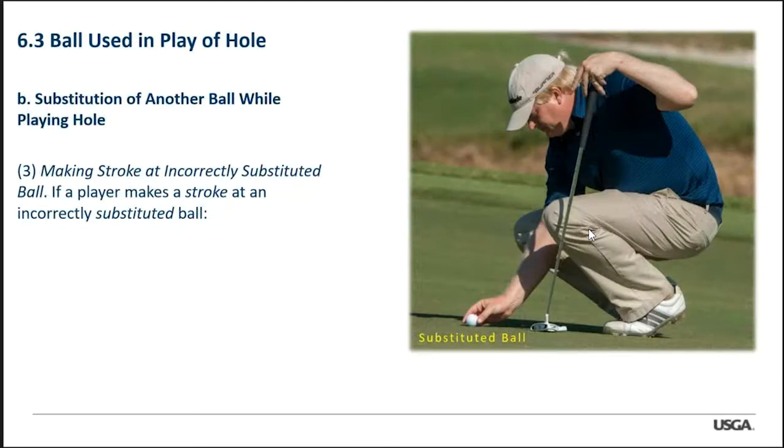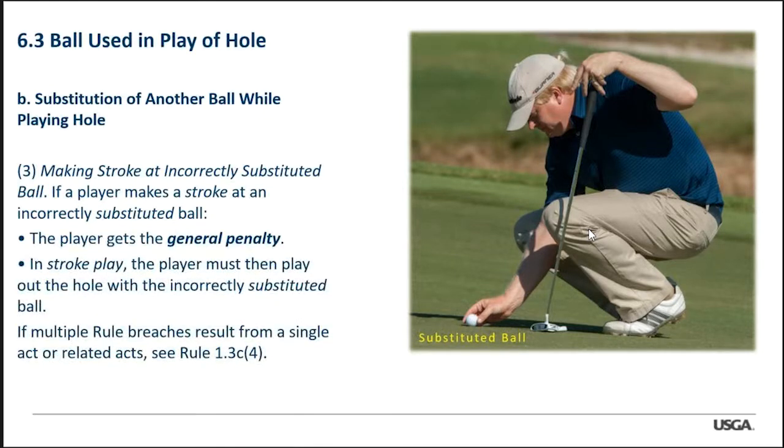All right. Here's where it talks about that. Making a stroke at an incorrectly substituted ball. If a player makes a stroke at an incorrectly substituted ball, you're going to get the general penalty. So in match play, it's just loss of hole. Pretty simple there. In stroke play, you're going to get 2 strokes, and the player must play out the hole with the incorrectly substituted ball. Okay, so you get 2 strokes, but this isn't one of those errors you fix. You just keep on playing with the 2 strokes added to your score.